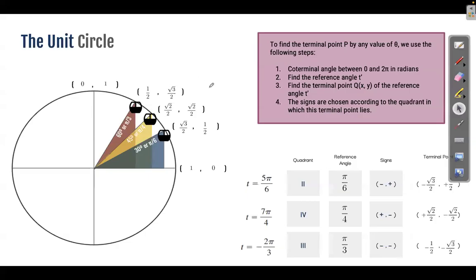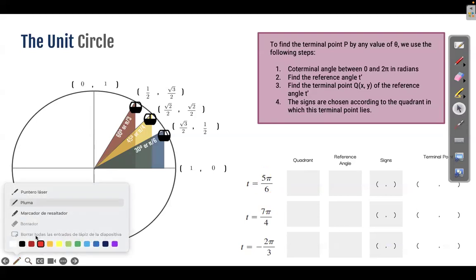Let's cover the examples that we have here on the screen. So those are what we are going to get to. Now let's find the actual process, or the order we have to follow in order to get there. If you're given 5 pi over 6, in reality, what you are being asked to do is to find the quadrant, the reference angle, the signs, and the terminal point. Let's go ahead and do that.